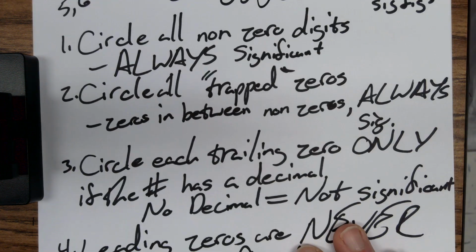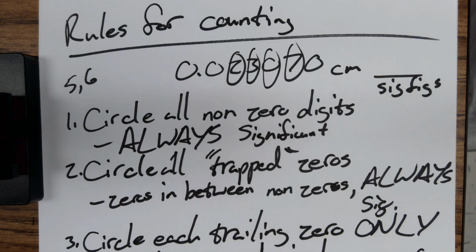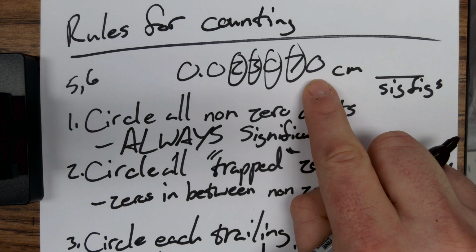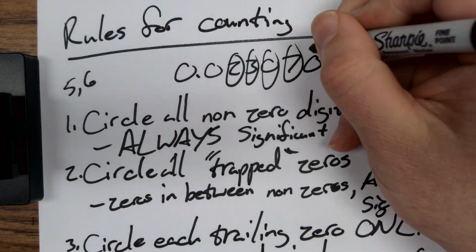Step 3, circle each of the trailing zeros only if there's a decimal place. Do I have a decimal? No. Do I have a trailing zero? No. What's that? It's a 0. That's what trailing means. Trailing means at the end. So do I count it as significant? Perfect.